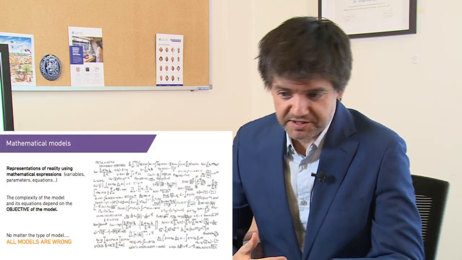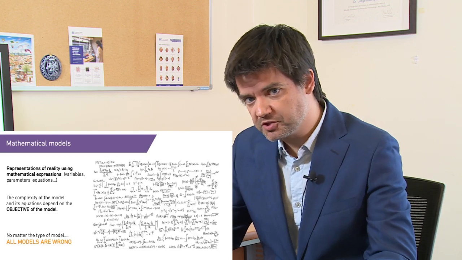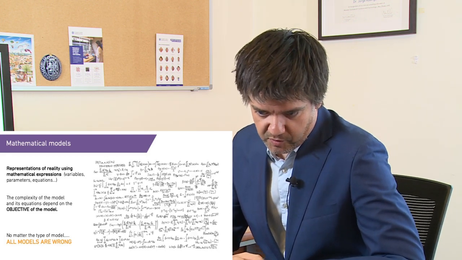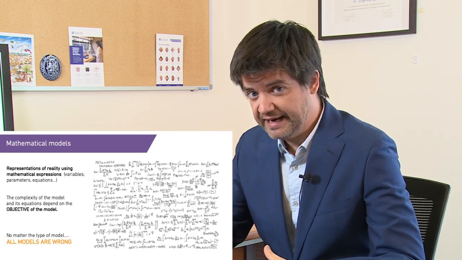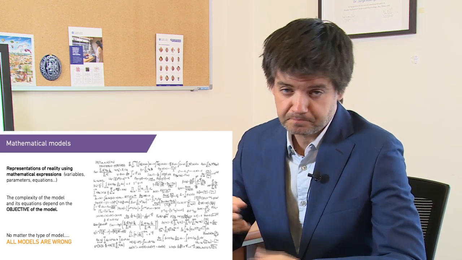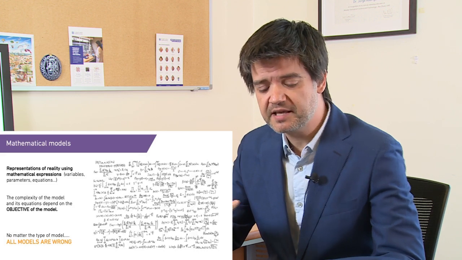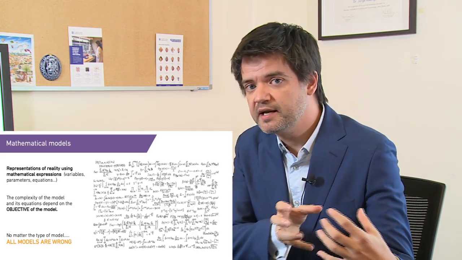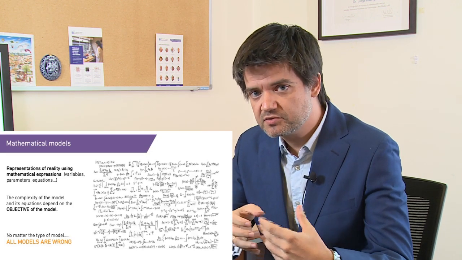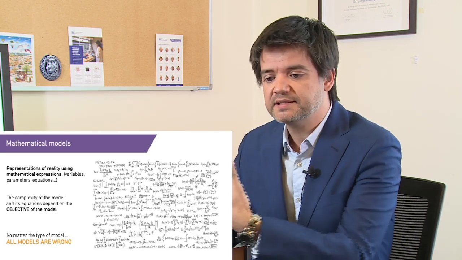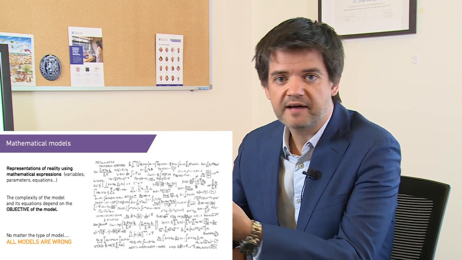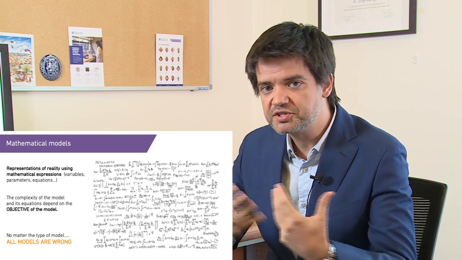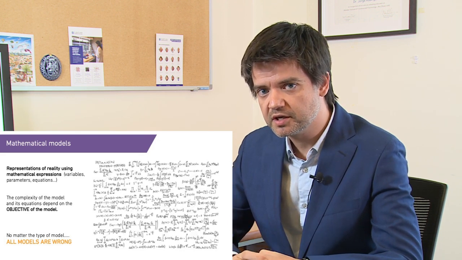What are mathematical models? Mathematical models are one more type of those models that we can make of things, right? The only difference is that we're representing the reality using mathematical expressions. And those expressions are typically made of variables that are key in our system, the equations that make those variables interact with each other, and some parameters that we might have to adjust or find out how they work so that those equations and models work correctly.